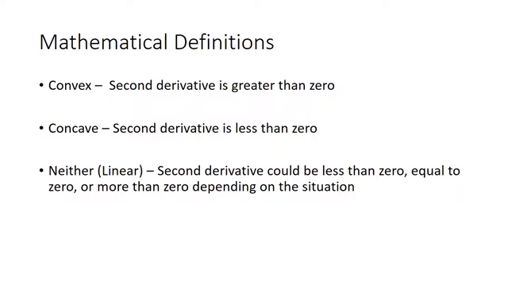The mathematical definitions of convex and concave functions are related to the function's second derivative. So a convex function is when the second derivative is always greater than 0. And a concave function is when the second derivative is always less than 0. Now, if you were to have a function where in certain cases the second derivative is greater than 0 and in other cases the second derivative is less than 0, that's when we would have a function that we would consider neither convex nor concave.